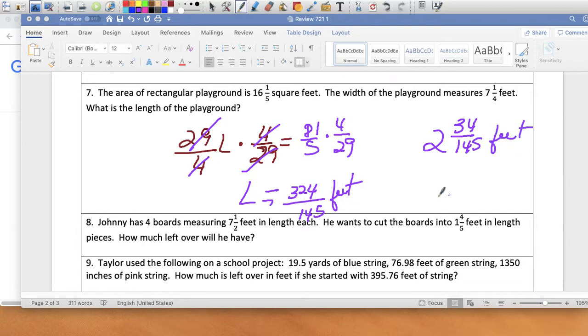That's the length, period. And it sort of makes sense if you look at these two numbers: this is the length and this is the width. That's 7 and 1/4, and this is 2 and 34 over 45. If you sort of multiply those, it does seem like it's going to equal 16.